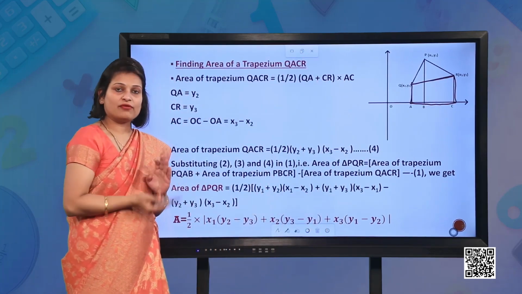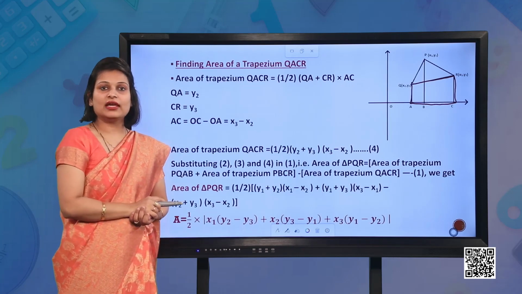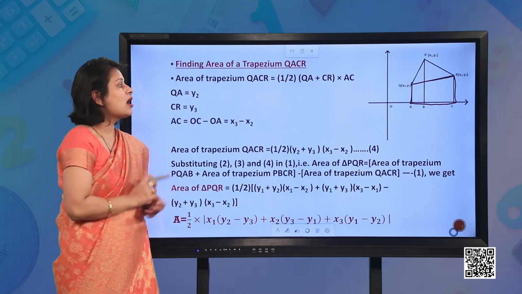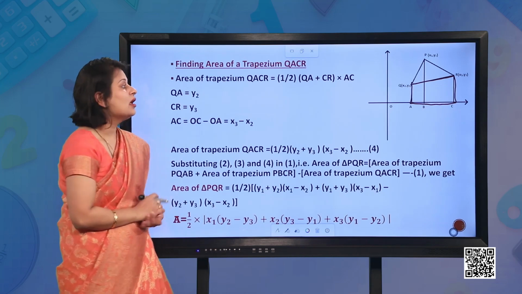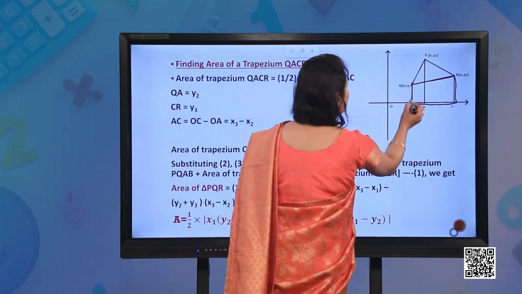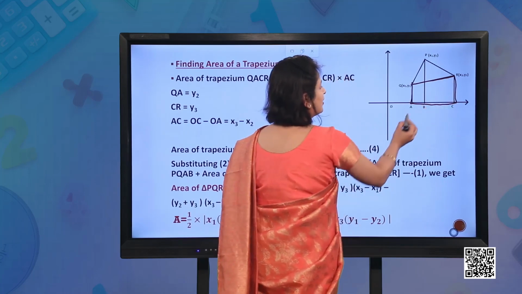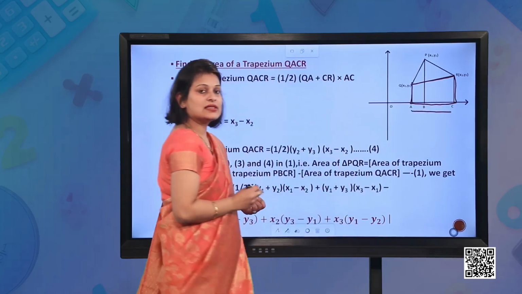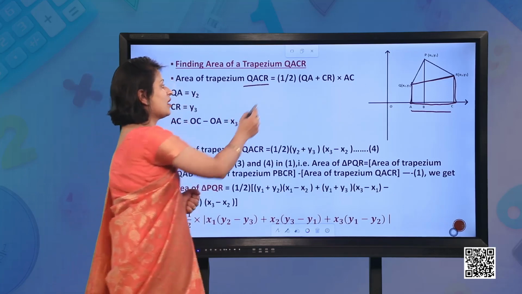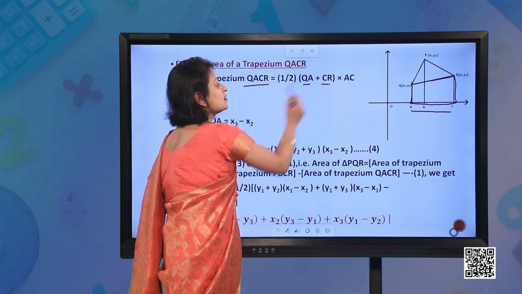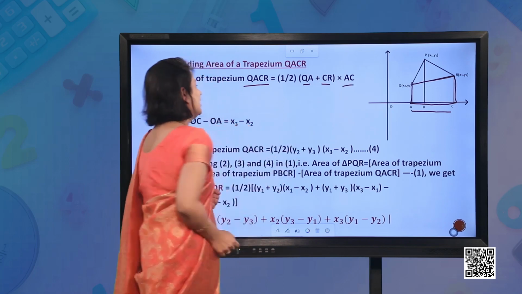Again, we have to apply the formula for finding the area of trapezium, which is what? Half into sum of parallel sides into distance between them. Here the parallel sides are QA and RC and the distance between them is AC. So, area of trapezium QACR will be half into QA plus CR into AC.